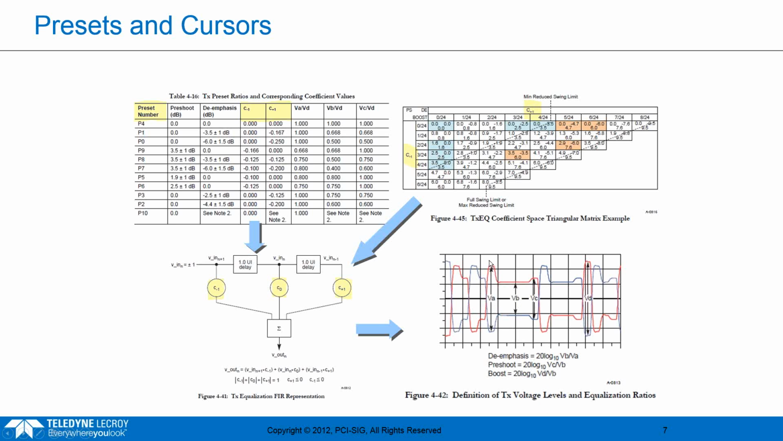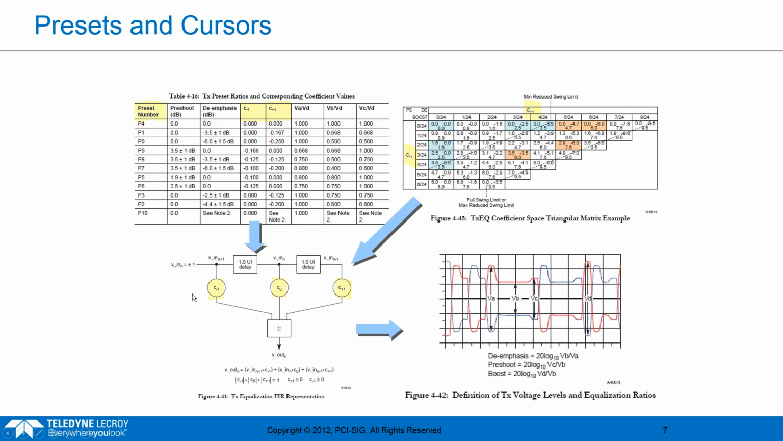But if you look at these, this is what we're measuring on the signal. So this is the actual waveform we're looking at here that the de-emphasis and pre-shoot values correspond to. This is actually implemented in hardware with what we see over here, a 3-tap FIR filter. So it's by setting these 3 taps here that we can actually create the effect on the output waveform that we see as de-emphasis and pre-shoot.